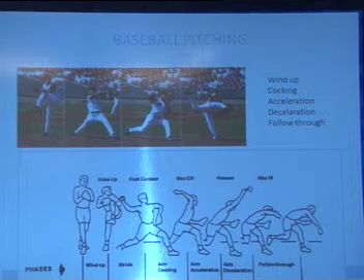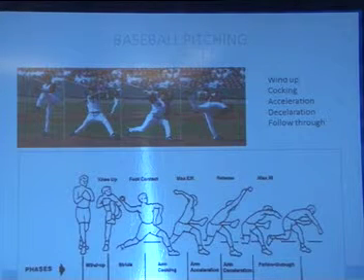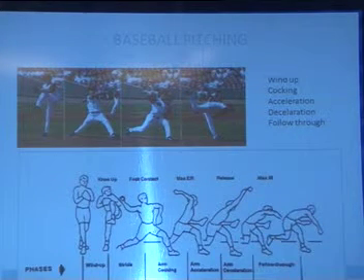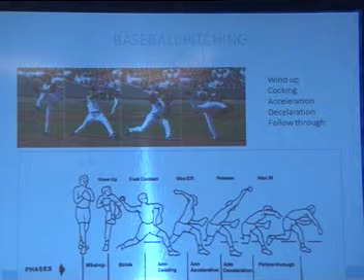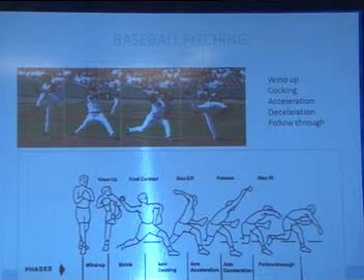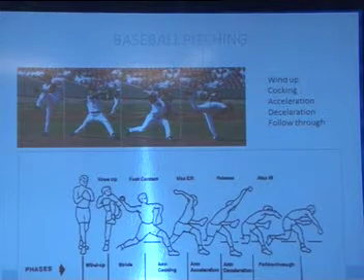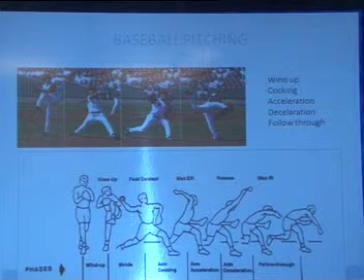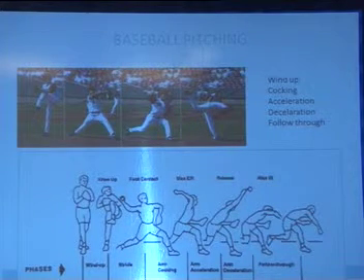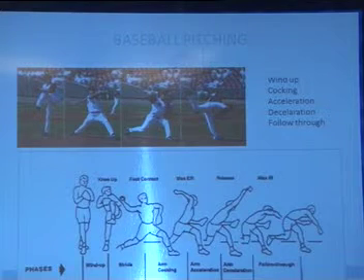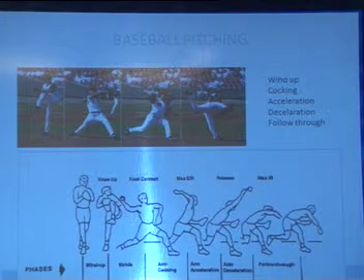In baseball, when they are throwing, we see they start with a wind-up, where there's a preparation phase. And then cocking is where their arm has gone into abduction and external rotation to the extreme extent. And then acceleration, where they are throwing it. Deceleration is where they are slowly reducing the speed, and follow-through follows after that. And this is the sequence that happens in baseball.